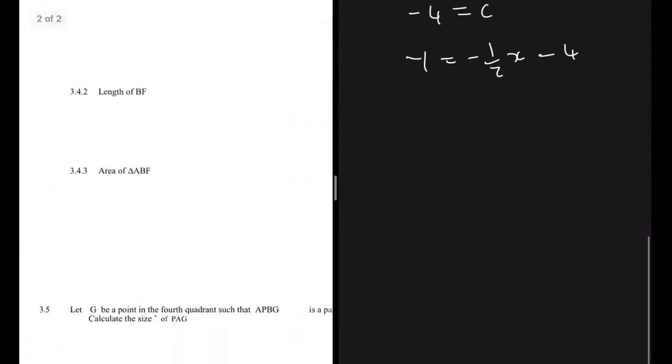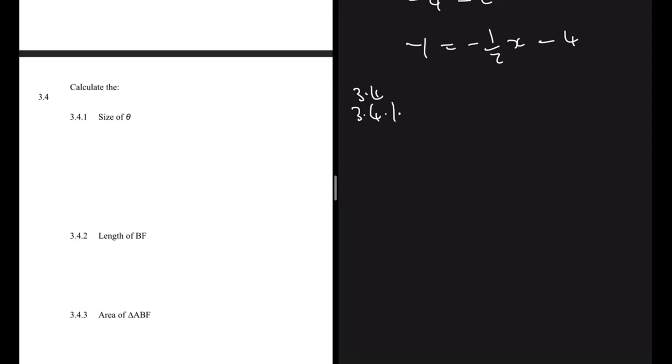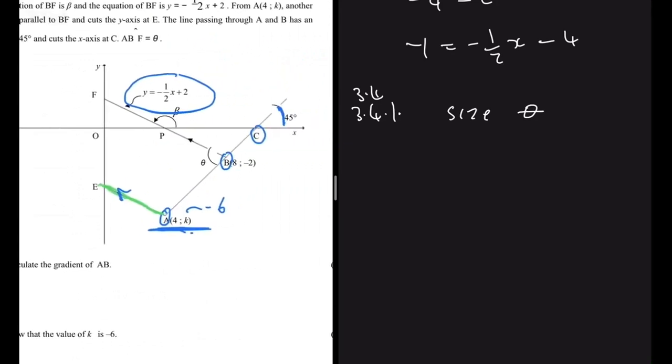And then let's move to 3.4. 3.4.1 says let's find the size of theta, right? So we're looking for the size of theta. So let's go back to our sketch again. Here's theta here. Angle PBA, it's our theta, right? So we'll need to find the size of that angle. What is theta equal to?